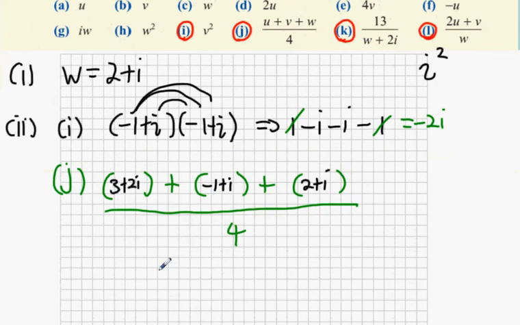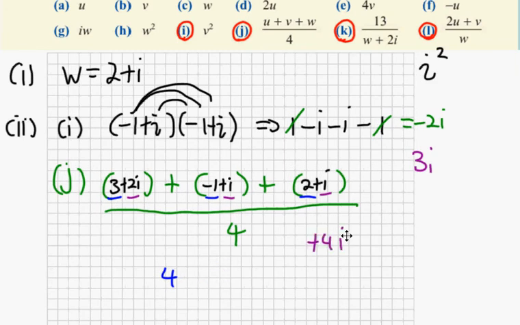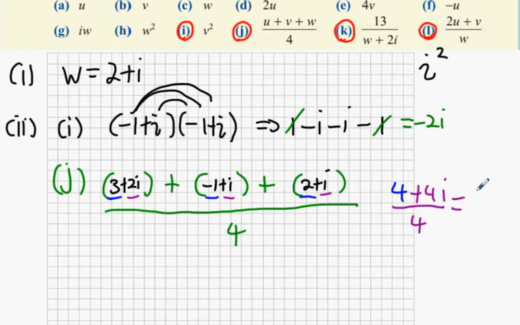Add them all together. Let's look at all the numbers: 3, take away 1, plus 2 is 4. The other one is 2i plus I is 3i, plus I is 4i. It's going to be 4 plus 4i divided by 4. What happens when you divide 4 plus 4i by 4? We get 1 plus I. So I found out that this one's minus 2i, this one is 1 plus I, and now I'm on K.